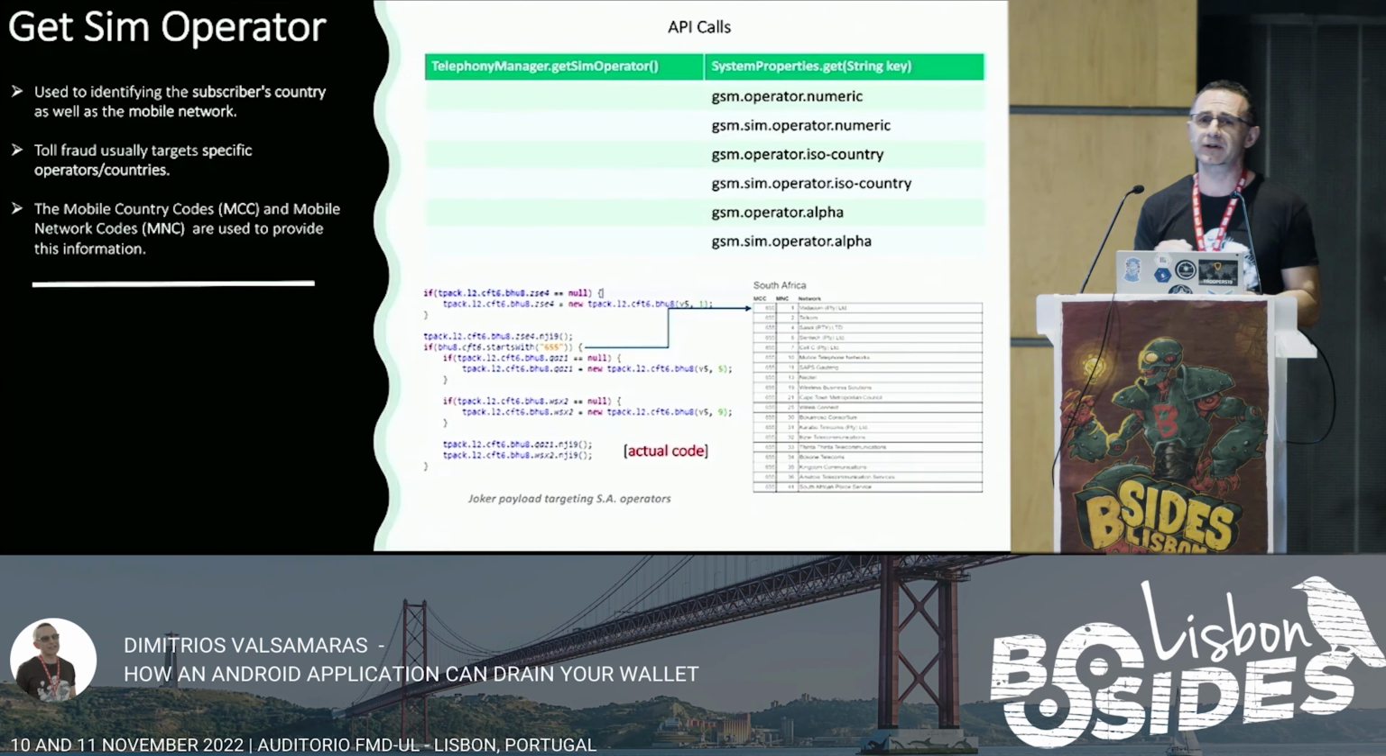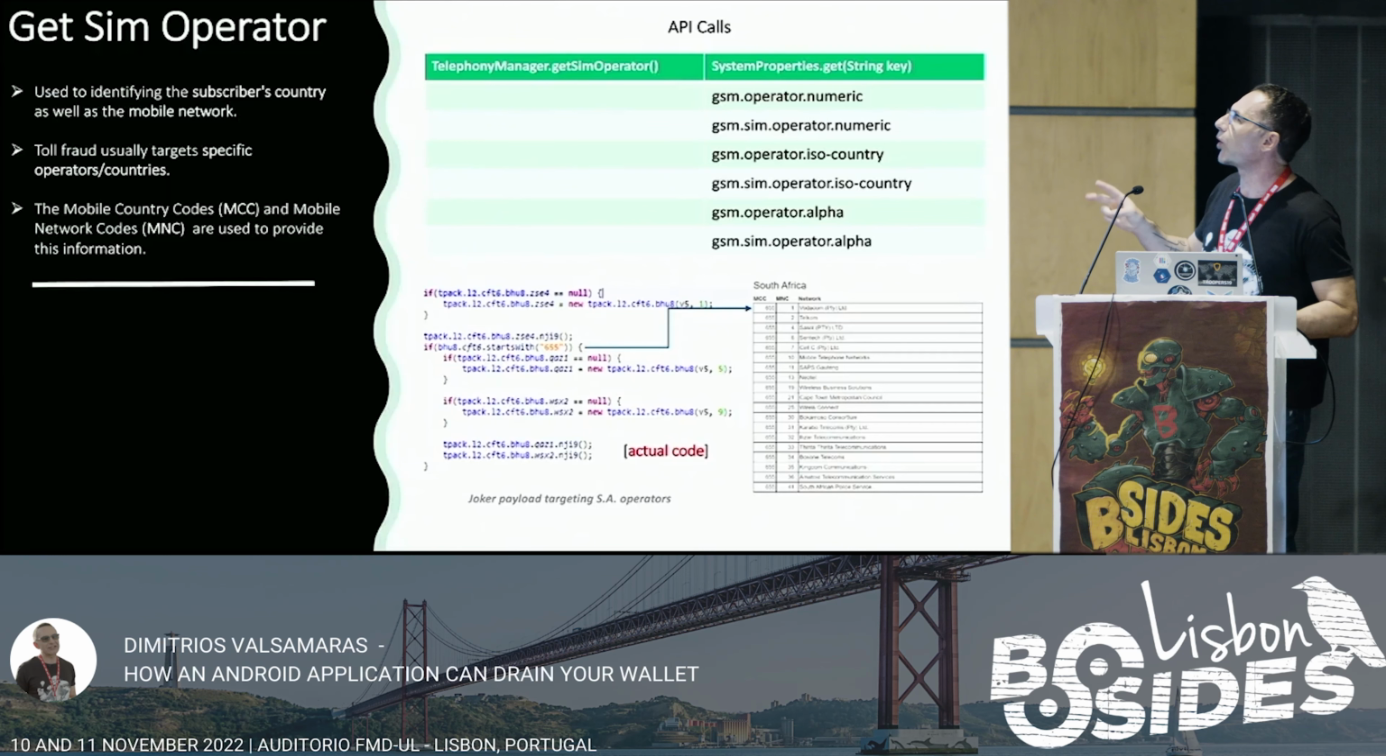This type of information can be retrieved from your device by using the MNC and MCC codes. For example, an Android app can simply call the getSimOperator method or the get method of the SystemProperties class and get these codes. The only difference between these two calls is that the first one can simply be invoked by importing the TelephonyManager class, while the second one, for those who are familiar with Java, has to be called using reflection.